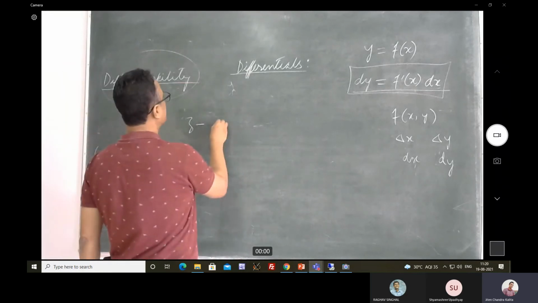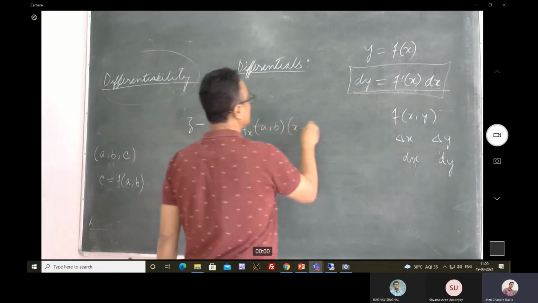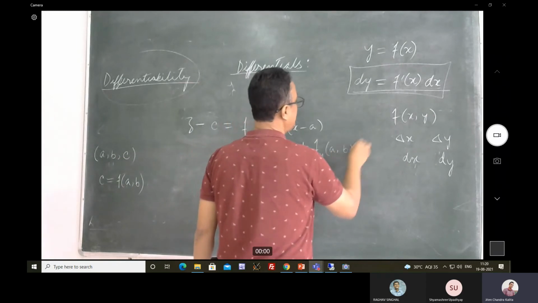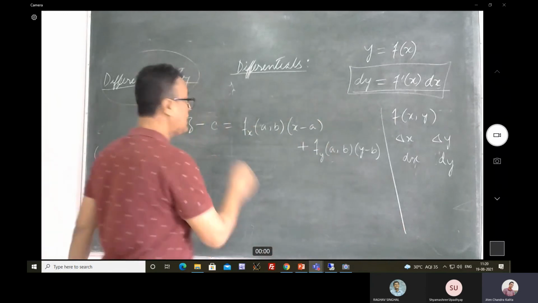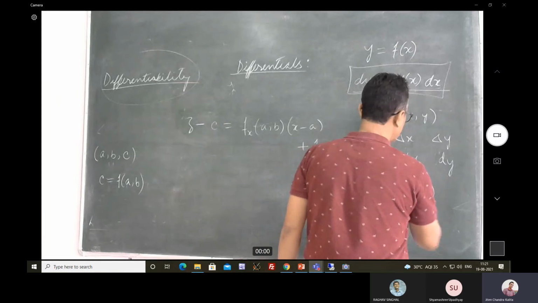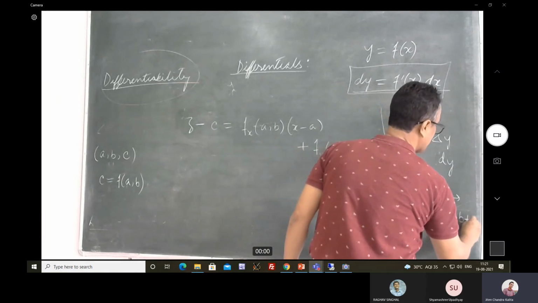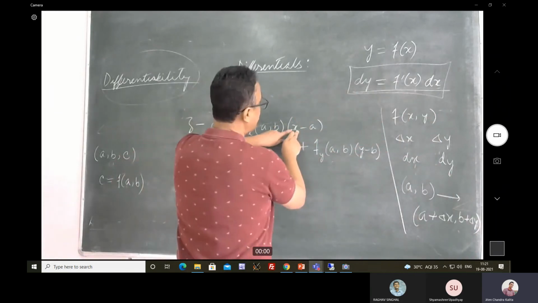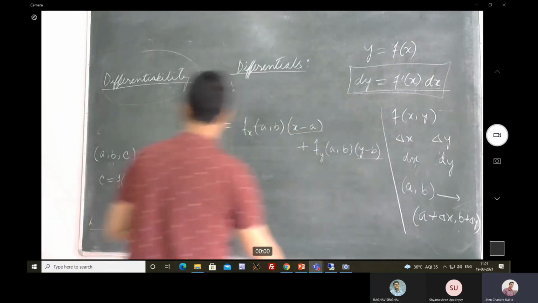z minus c equals fx at (a, b) times (x minus a) plus fy at (a, b) times (y minus b). Likewise, if I consider a neighboring point of (a, b) to be (a plus delta x, b plus delta y), then for the variable point x it is going to be a plus delta x. So this is going to be delta x and this is going to be delta y.